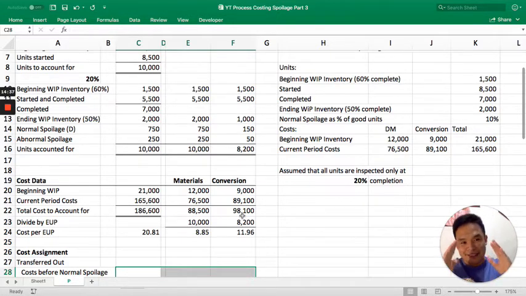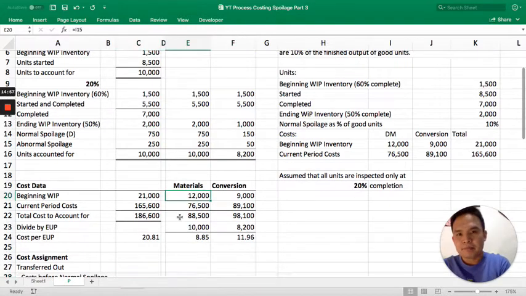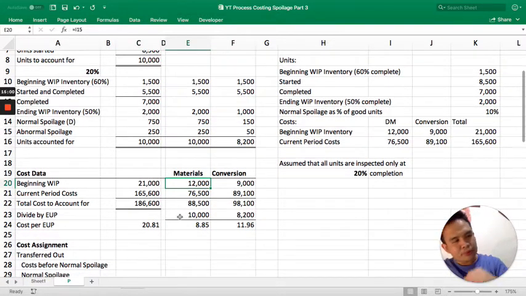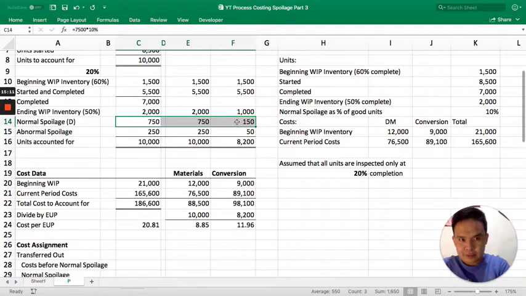So, that's basically the rule. You have to compare the inspection point and the percentage ng ending. Pag lamang ang ending, ibig sabihin magbigay tayo ng normal loss. Pag lamang ang inspection point, ibig sabihin mamaya pa, no loss sa ending. I hope you got that. So, in this case na 20%, if the inspection point is at 20, tapos yung ending inventory is at 50, then part of the ending inventory has been spoiled already. And part of the normal spoilage na cost na ilalagay natin will now partially go to ending.